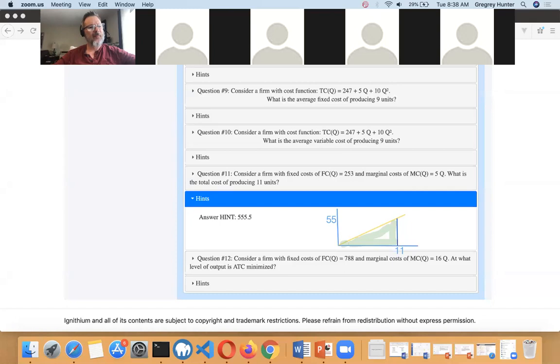Yeah. So it would essentially be total cost equals fixed cost plus variable cost. Fixed cost is given. Variable cost would be the area under MC, the marginal cost. Yep. Okay, I guess it's just a math issue for me then.